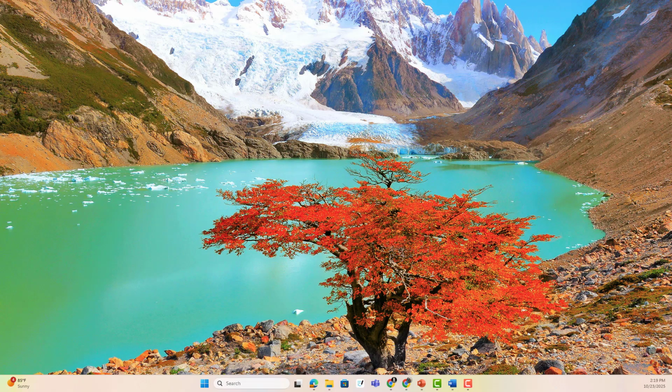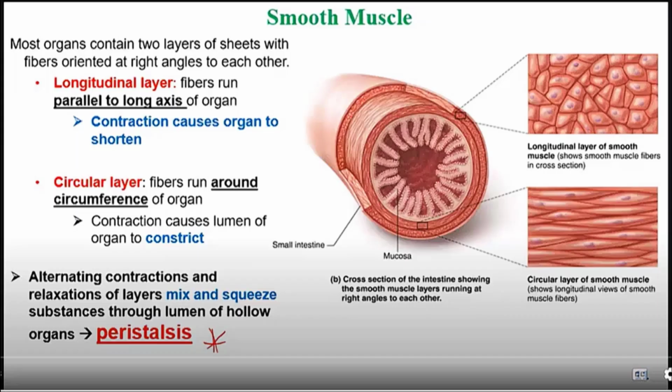Okay. Now, when you coordinate the contraction of your longitudinal layer and your circular layer, you end up pushing stuff that is inside of that hollow organ. So mixing and squeezing here is going to lead to peristalsis. Okay, so this has to be, of course, coordinated because peristalsis has to push the mass inside the hollow organ, inside of your intestines. It has to push in a certain direction. Okay, so peristalsis here, it's something that you should know.